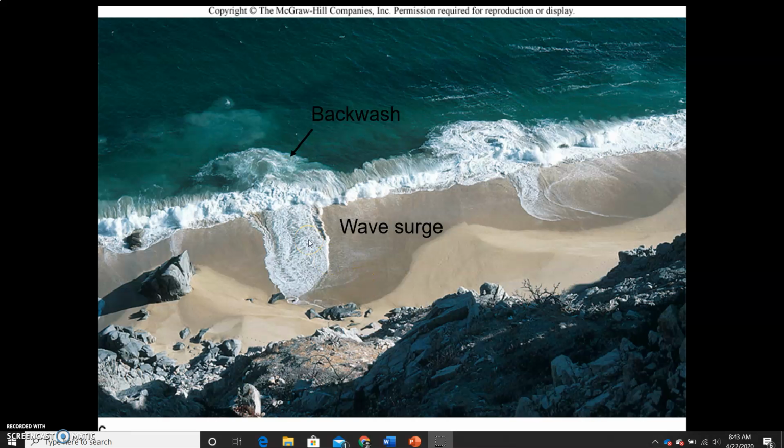So here's emphasizing the rip current, and you can see it here. It's got the wave front here, or the wave surge. It's going to come back, and it's going to suck back. Here's your backwash. So it's a very powerful current that's created from this.